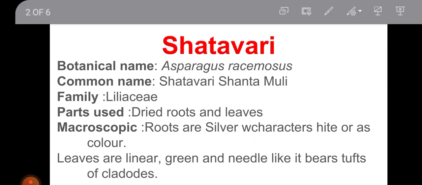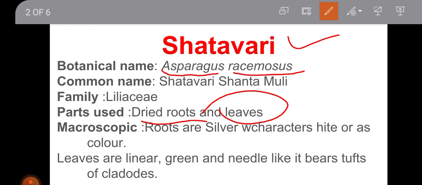Most of the students might have seen this plant growing in gardens, and the rhizome of Asparagus racemosus is always used. So, dried roots and leaves, both parts of the plant, are used as a drug or medicine. The botanical name of Shatavari is Asparagus racemosus. Commonly, this plant is known as Shatavari, Shantamuri.